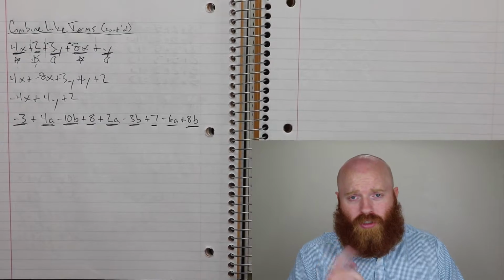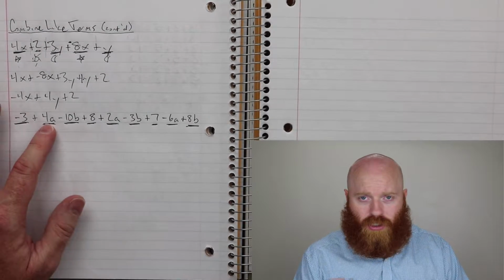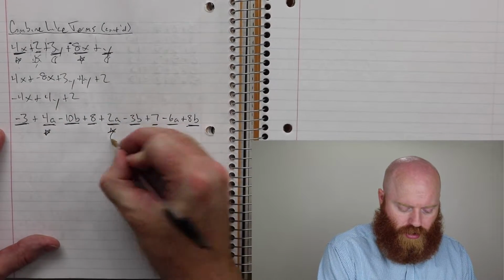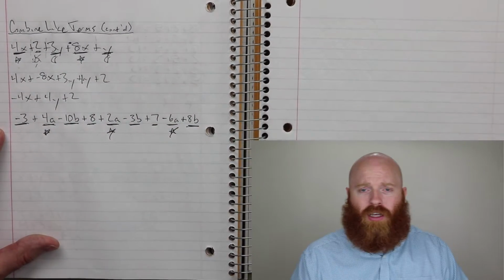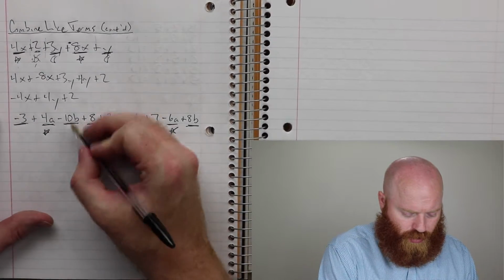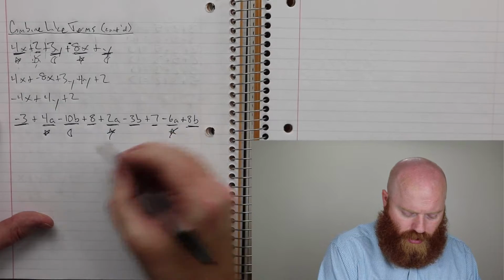I'm going to go alphabetical order and give them stars and moons. So my a's are going to be my stars. So that term's a star, that term's a star, and that term's a star. Now I'm going to combine the b's, and that's going to be my moons. So moon this one, moon the 10b, and then moon the 3b.